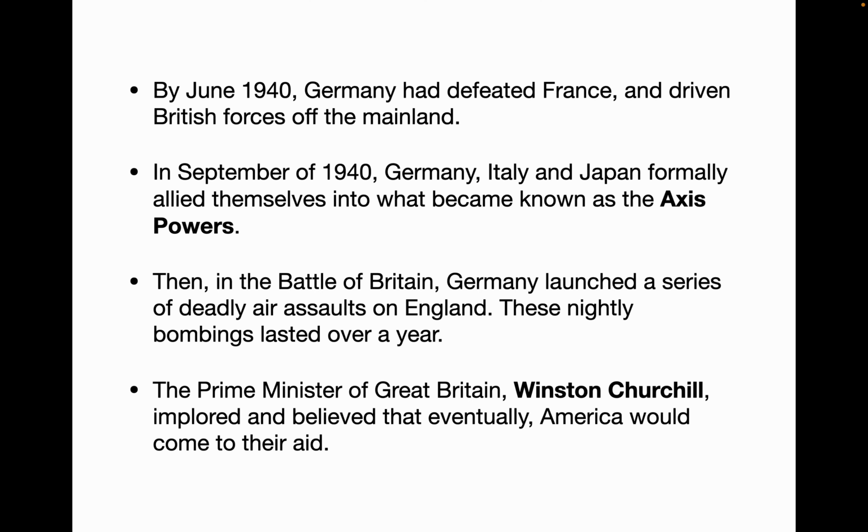Now, by June of 1940, Hitler had even defeated France, who he thought was going to hold out for a super long period of time, maybe even beat the Germans. And in doing so, they'd also pushed the British Army all the way back to the coast, where they had to be rescued in the Dunkirk evacuation of 1940. In September of 1940, Germany, Italy, and Japan formally called themselves the Axis powers, the three main countries of the Axis. There were others, but these are the three bigs.